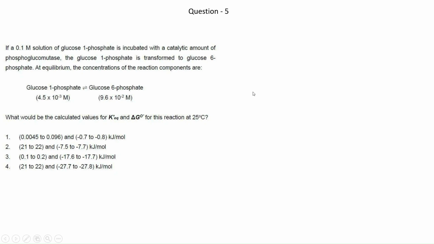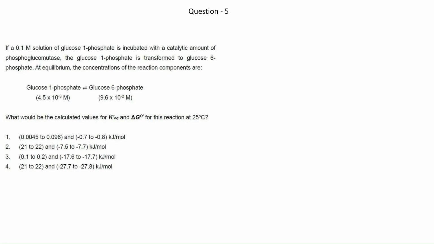Moving on to question 5. If a 0.1 molar solution of glucose 1-phosphate is incubated with a catalytic amount of phosphoglucomutase, the glucose 1-phosphate is transformed to glucose 6-phosphate. At equilibrium, the concentrations of the reaction components are following. The concentration of glucose 1-phosphate at equilibrium is 4.5 into 10 raised to minus 3 molar, and concentration of glucose 6-phosphate at the equilibrium is 9.6 into 10 raised to minus 2 molar.